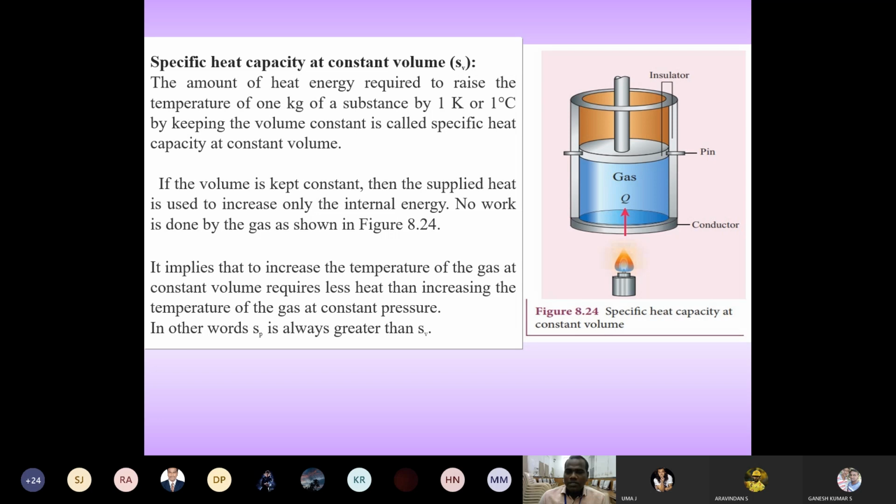So we can compare these two processes: specific heat capacity at constant pressure and specific heat capacity at constant volume. Increasing the temperature of a gas at constant volume takes less heat than increasing the temperature of a gas at constant pressure. So we can differentiate these two processes. In other words, Cp is always greater than Cv. The specific heat capacity at constant pressure is greater than the specific heat capacity at constant volume.